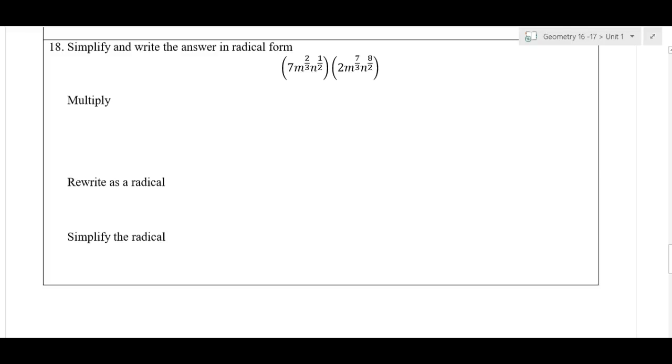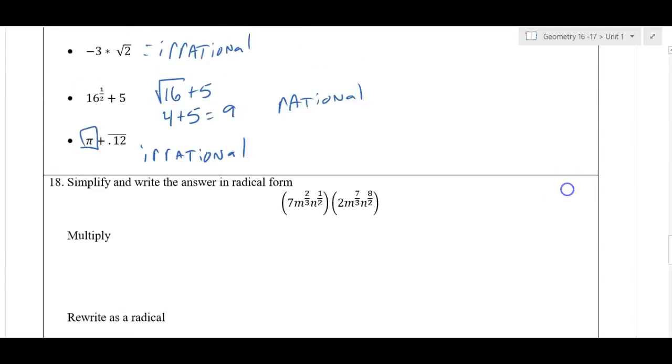So when we look at number 18, what we're going to do is follow our steps. We're going to multiply them, rewrite it as a radical, and simplify it in the radical. The reason we're going in that order is because when you look at all of your exponents, they are all rational. So instead of trying to rewrite them all as radicals with the square roots and the cube roots, we should combine them first by using their properties of exponents and then simplify from there.